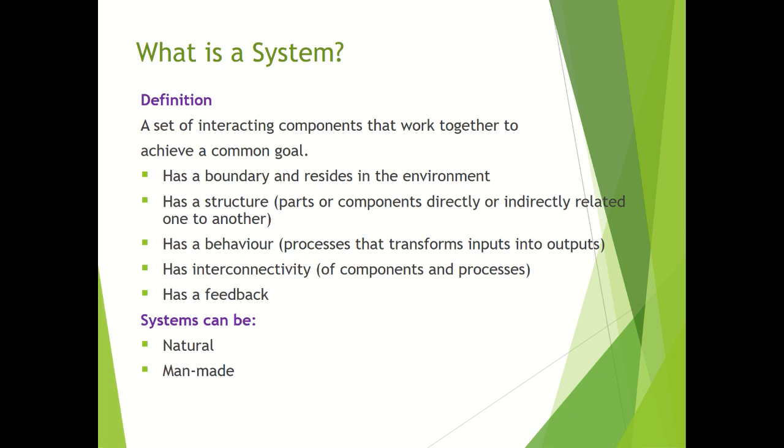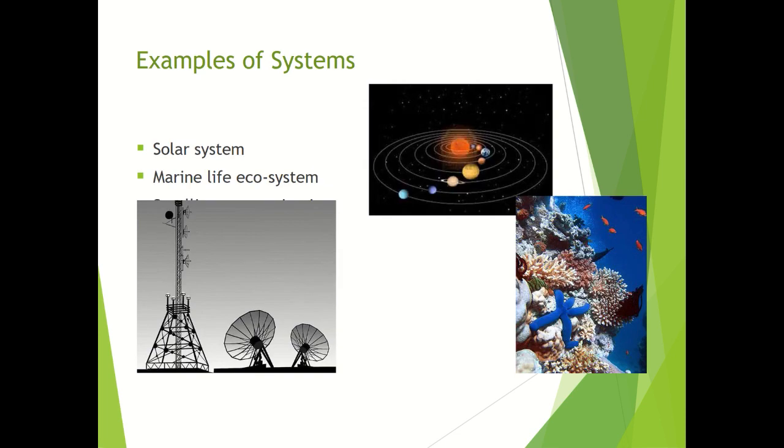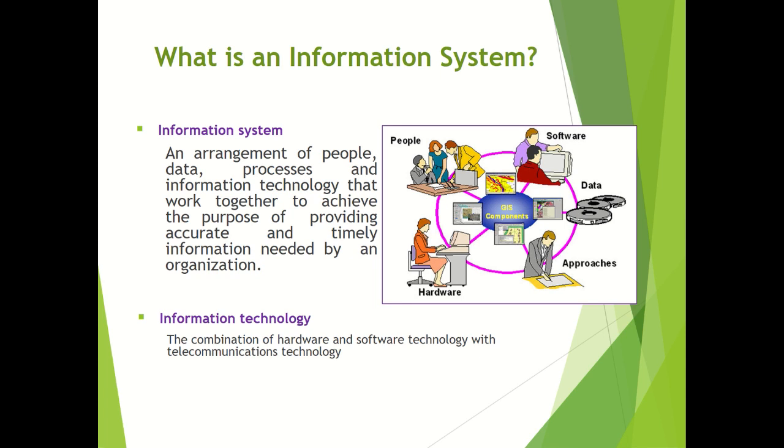And systems could be natural ones and man-made ones, right? Natural systems, you already know, are the solar system which we see, and the marine ecosystem. So all those things are basically natural systems. And information systems are those which are made by humans, right? So an arrangement of people, data, processes, and information technology that all work together, and we provide something accurate and on time to the organization, in the way they need it. So that could be called an information system.